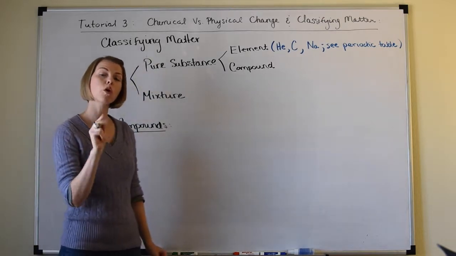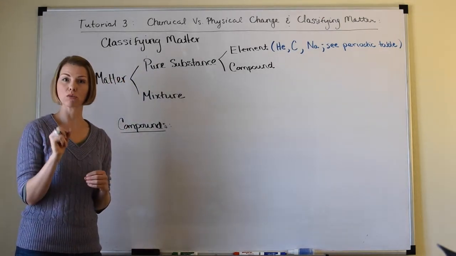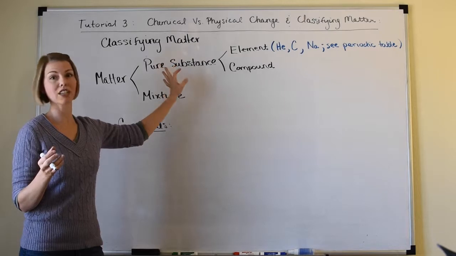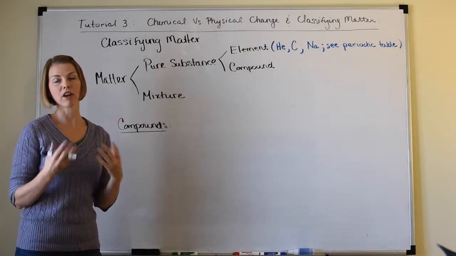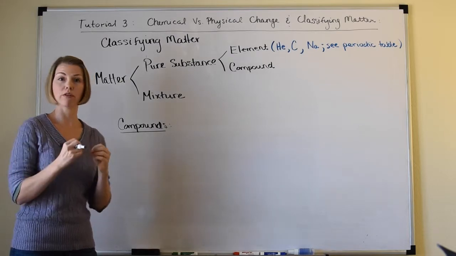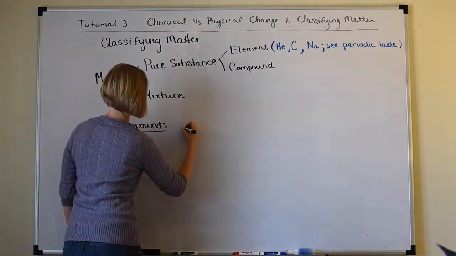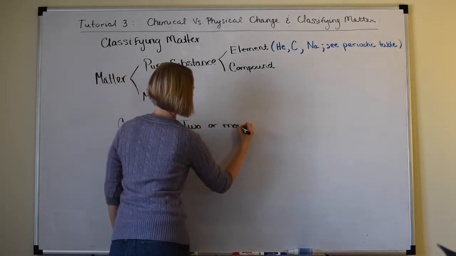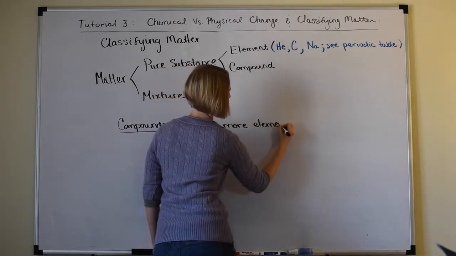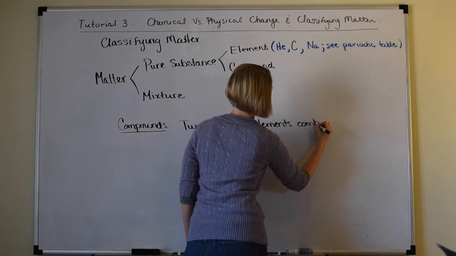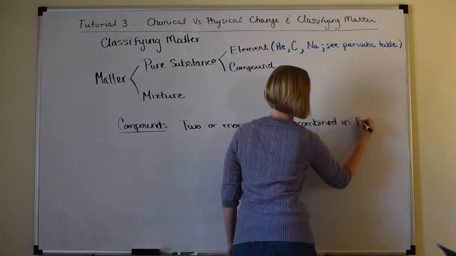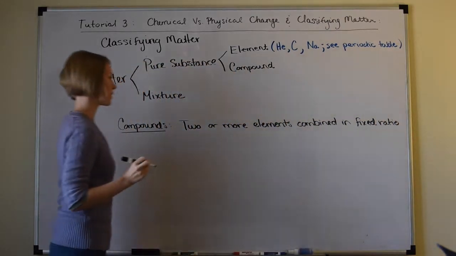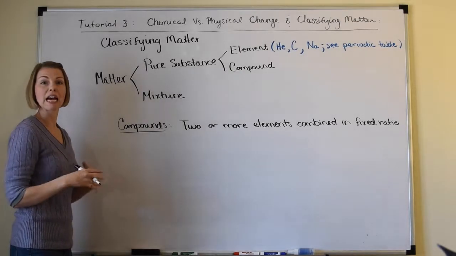All right, compounds. Compounds form when two or more elements combine in a fixed ratio. Of course it's a fixed ratio, right? Because we already said that pure substances have a fixed composition, so it shouldn't surprise you that compounds have a fixed ratio of those elements which make it up. Okay, so let's write here, form from two or more elements combined in a fixed ratio.